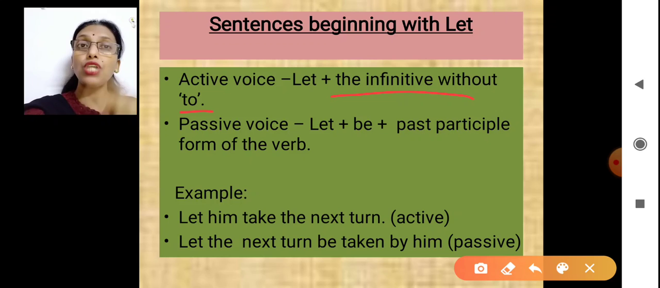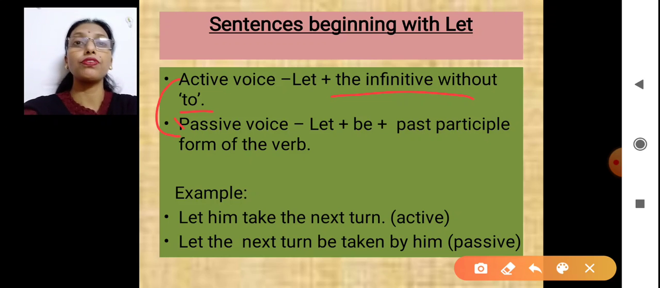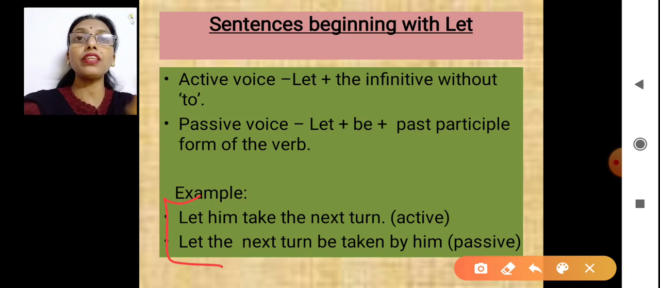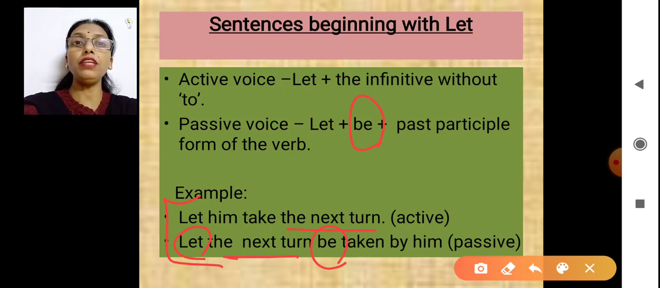Then when we change this from active to passive, let will be first as it was. Yes, we are adding be and then the past participle form of the verb. Let's see with the help of an example. Let him take the next turn. Let will remain as the first word. Yes, the next turn has come over here. Let the next turn. Now we have added be, and the past participle form of take is taken.